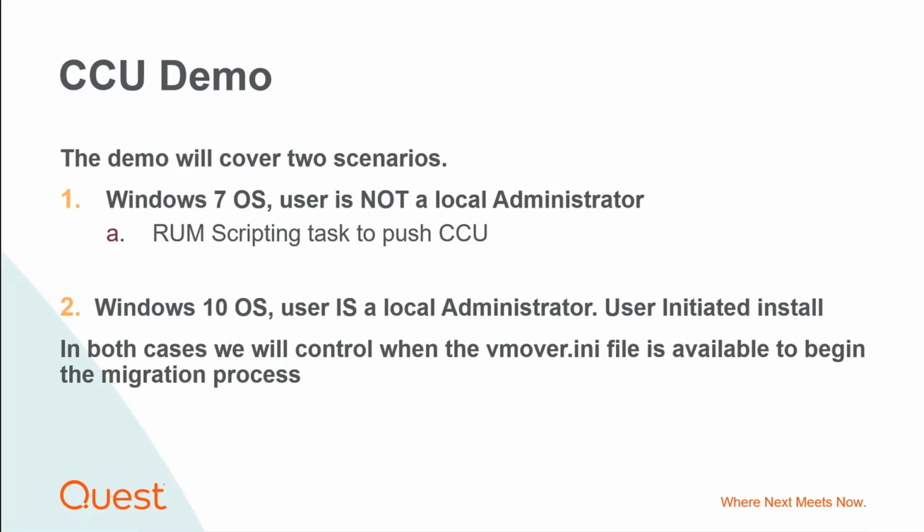I was going to control both of the migration processes by providing the vMover INI file when I wanted it to. I think I'm going to change gears a little bit, and for the Windows 10 OS, we're just going to do a user install and have the utility run right from the beginning. Okay, so let's turn to the demo for right now.